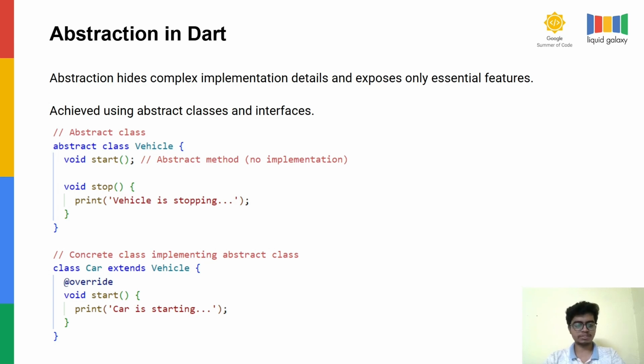But stop is not an abstract method. Stop is just simply a method which has implementation, like it's printing "vehicle is stopping." Now I created a class named Car and extending the Vehicle class. So all the abstract methods must be overridden in the Car class because Vehicle is an abstract class and there is an abstract method in it. So we have to override all the abstract methods. Like here is only one abstract method, so it has to override the start method. So I have overridden the start method, like "car is starting." So that's how abstraction works in Dart.